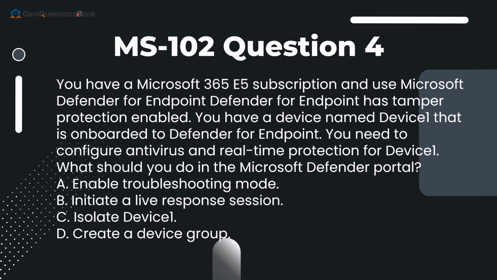You have a Microsoft 365 E5 subscription and use Microsoft Defender for Endpoint. Defender for Endpoint has tamper protection enabled. You have a device named Device 1 that is onboarded to Defender for Endpoint. You need to configure antivirus and real-time protection for Device 1. What should you do in the Microsoft Defender portal? A. Enable troubleshooting mode. B. Initiate a live response session. C. Isolate Device 1. D. Create a device group.